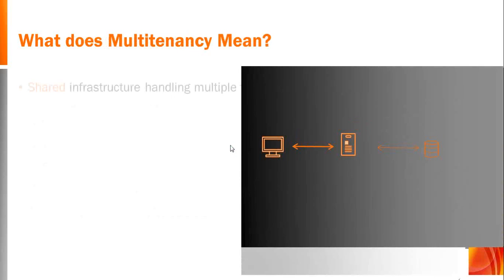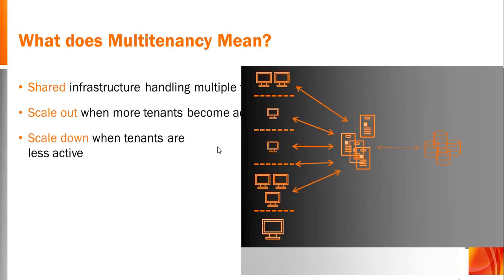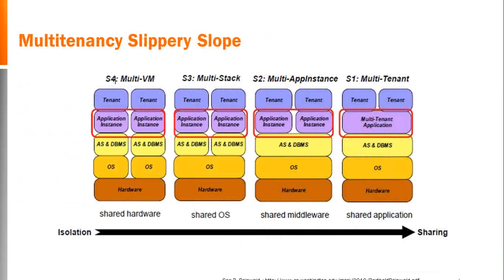What does multi-tenancy mean? Well, it means a shared infrastructure for handling multiple clients. It means the ability to scale out when one or more tenants come online. It means the ability to scale down when tenants become less active. It means the ability to scale down further when tenants leave the tenancy. It means the ability to have dynamically scaling, elastic infrastructure, one that can change to suit your changing business needs. It's the holy grail of cloud computing.